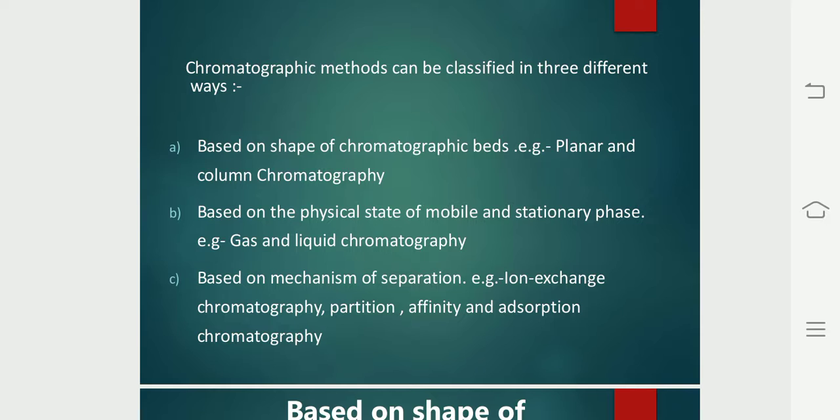The first classification is based on the chromatographic beds, and the second classification of chromatography is based on the physical state of the mobile and stationary phase. As I told earlier, two phases are used for the separation of the components in a sample mixture. If we use gas as a mobile phase or liquid as a mobile phase, then it is called gas chromatography or liquid chromatography. The third classification is based on the mechanism of separation, and in this category, ion exchange chromatography, partition chromatography, affinity and adsorption chromatography come under.